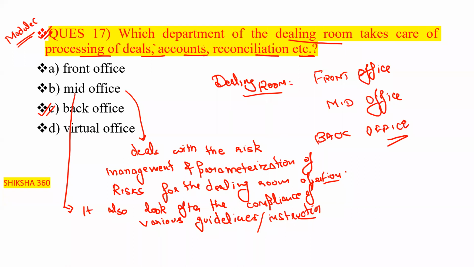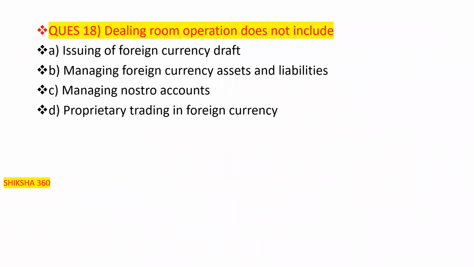The back office is the back end, that is the reconciliation or processing of deals and accounts. The mid office is risk management and parameterization of the risks. It also helps with the compliance of the various guidelines. Hope this question is clear to all of you, and what type of different questions they can ask from it. Now move to the next question, question number 18.